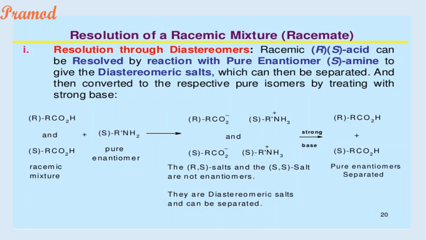Now the salts that are formed are not enantiomers, but diastereomers, and diastereomers can be separated by various techniques like recrystallization. Once these diastereomers are separated, you get two different diastereomers. Then you treat them with a strong base. When you treat it with the strong base, the amide bond which is formed hydrolyzes, and you get your pure enantiomers, which can be separated.